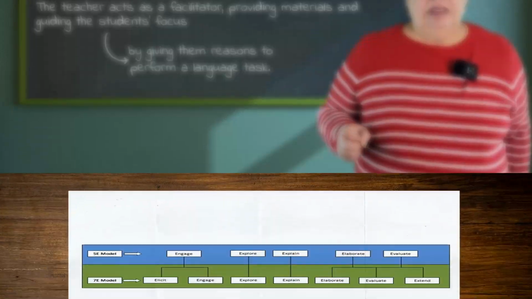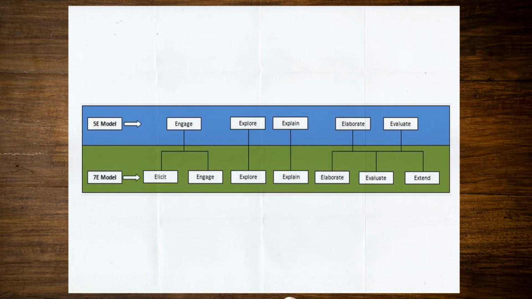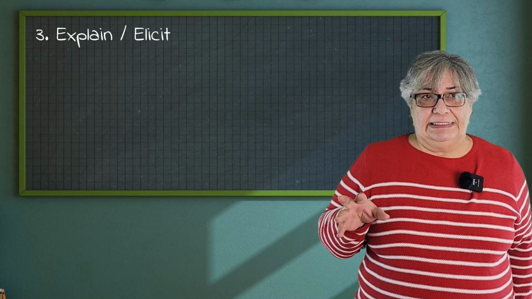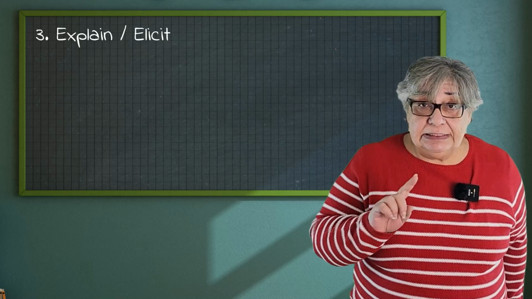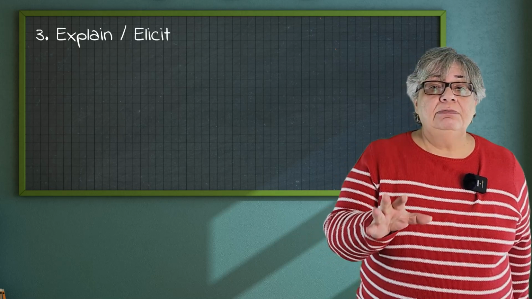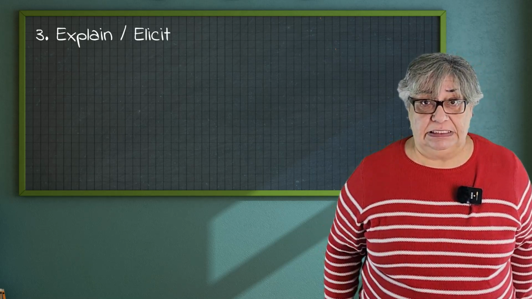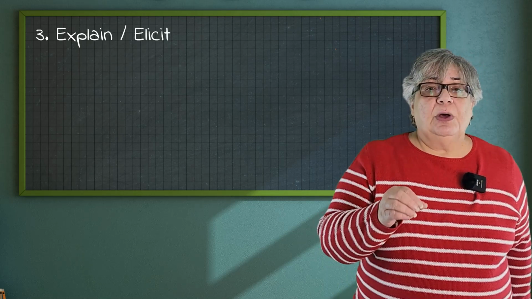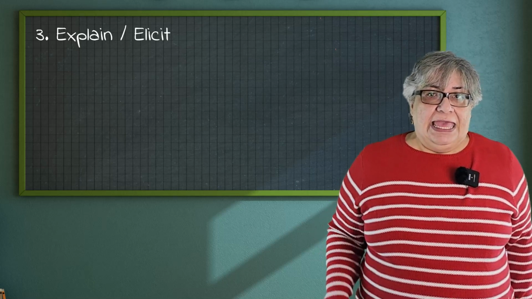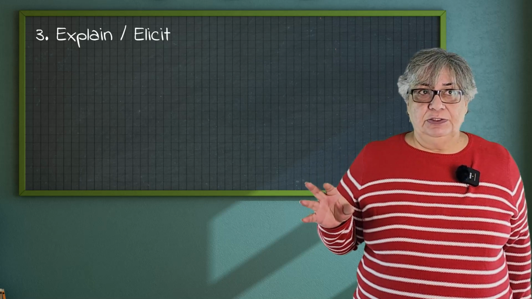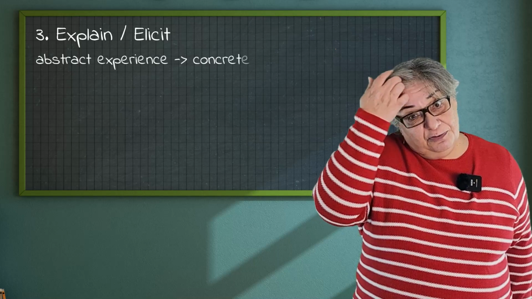Then comes the next E, explain/elicit. Please do not let the title mislead you. This explanation does not come from the teacher, it comes from the students with the help of the teacher. That's why we have elicitation embedded there. At this stage, learners begin to put the abstract experience into a concrete form.